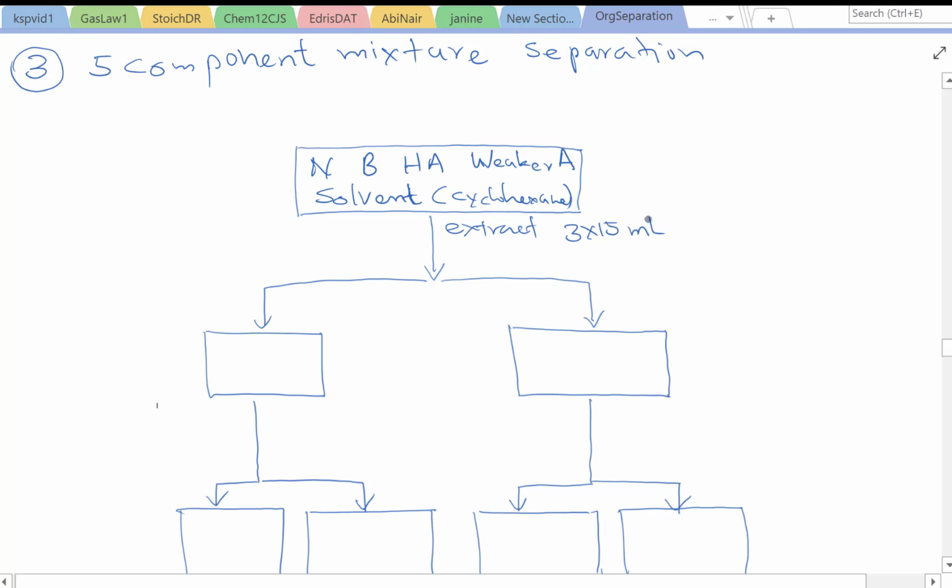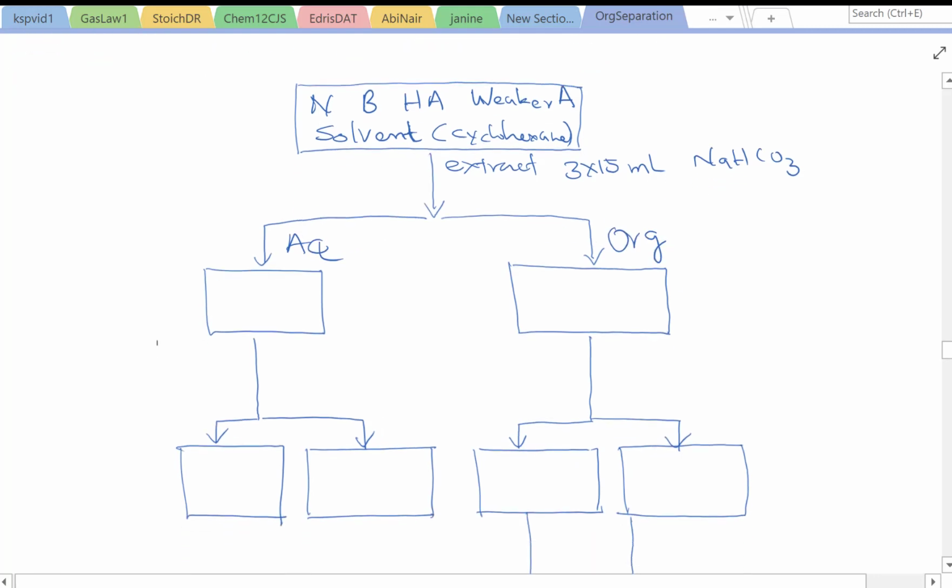Okay, so what do we do? Extract with 3 times 15 milliliter saturated sodium bicarbonate. That will only react with the weaker acid and separate the OG and the salt of the weaker acid. One example is phenol. There are other ones you can find. The phenol is a little bit dangerous, but at this level, people know what they're doing, right?